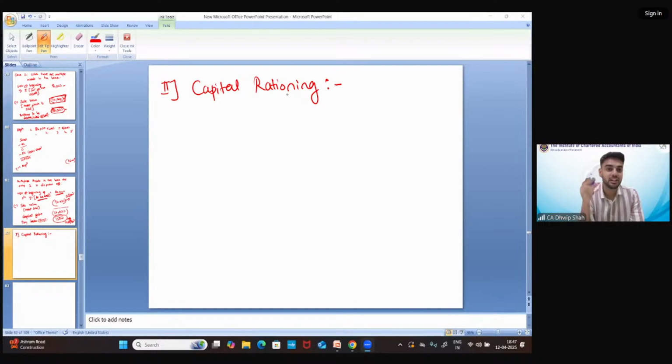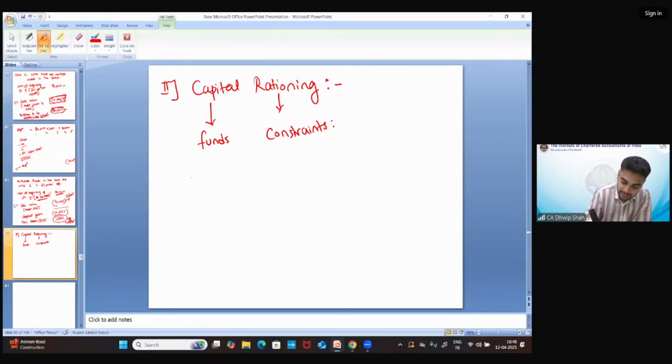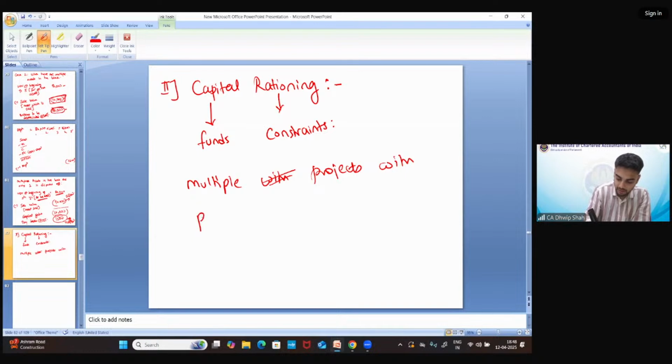Capital rationing. First, let's understand the meaning of this term, capital rationing. Capital simply means funds, money, paisa. Okay? And rationing means constraint. So capital rationing ideally means companies facing funds constraints. Means पैसों की तंगी, पैसे नहीं है कंपनी के पास. In other terms, let's say there are multiple projects with positive NPV. And all the projects are very lucrative. So ideally, all the projects should be accepted. But company के पास सब project ले सके, उतने पैसे नहीं है. So that situation is called capital rationing situation.